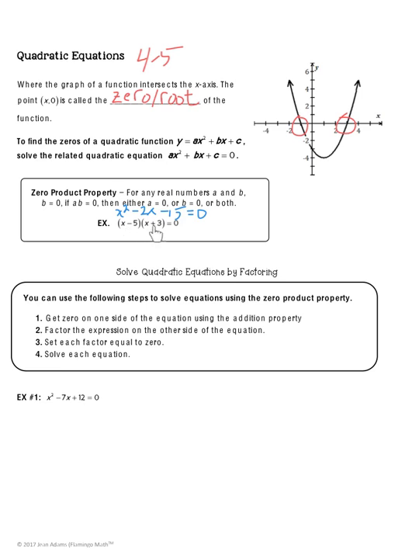If this times this is equal to 0, then one of these two things or both must have a value of 0 for the product to be 0. So we're going to set each one of these equal to 0 to determine what would make them 0. So x minus 5 equals 0, and x plus 3 equals 0. If you solve, you get x equals 5, and x equals negative 3.